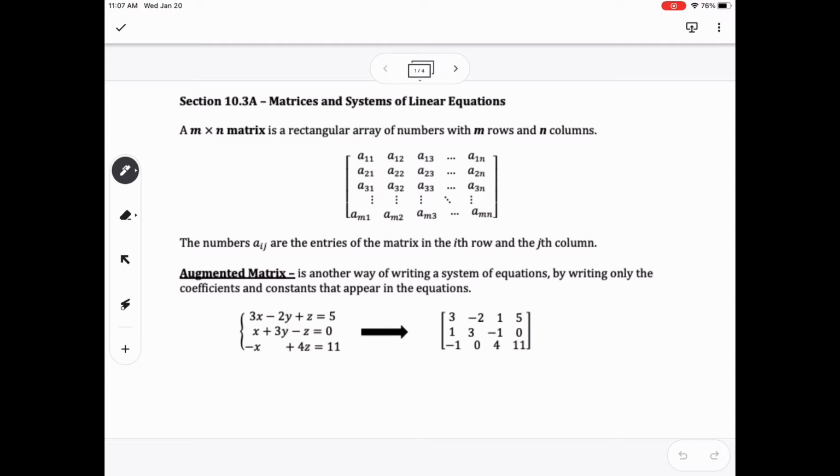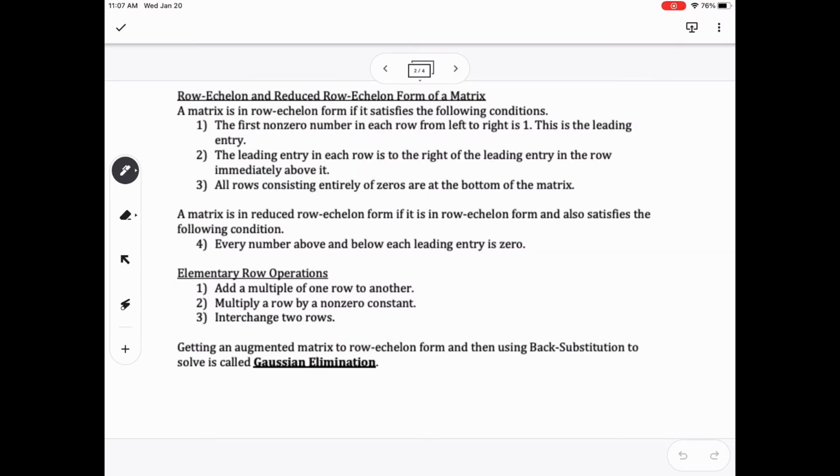What we're really going to be using here today is the augmented matrix. We're going to take a system of equations and move it into a matrix, like the example below. To solve a system of equations in an augmented matrix, we need to use row echelon or reduced row echelon form of a matrix, and to do that, we need to meet certain requirements.